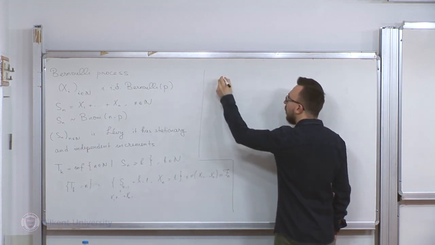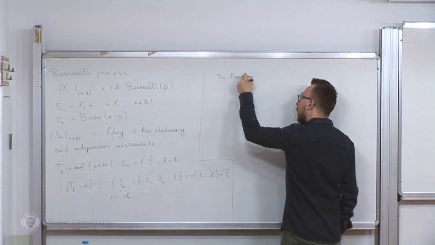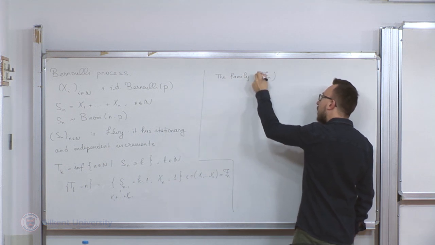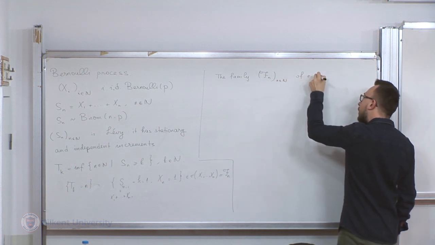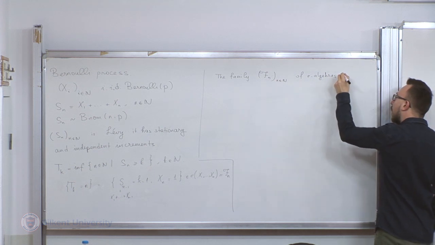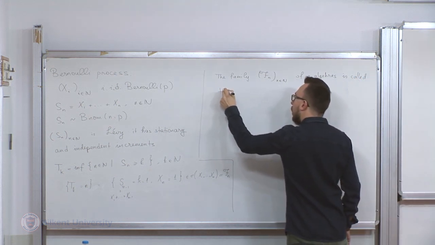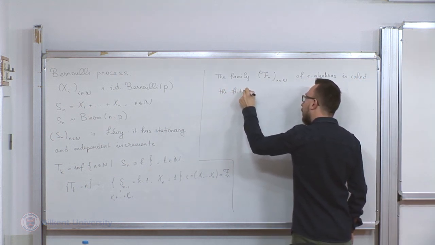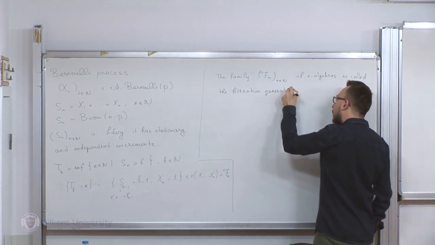Okay, so the family Fn of sigma algebras is called the filtration generated by the process X.